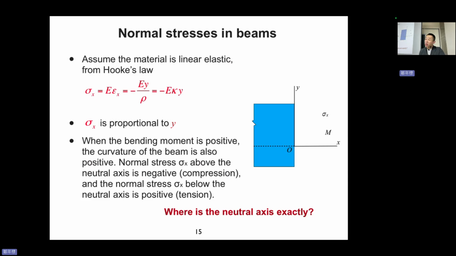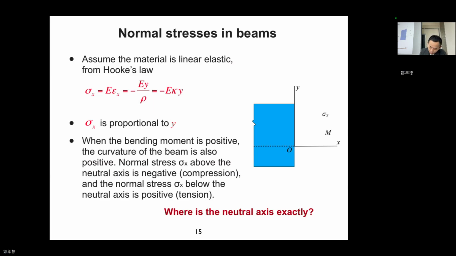And now we apply here epsilon x equal to minus y divided by rho. You know that, right? And also the 1 over rho is the kappa. So it's minus E kappa y. So you know that. And so you can see that sigma x is actually proportional to y, with a negative sign.